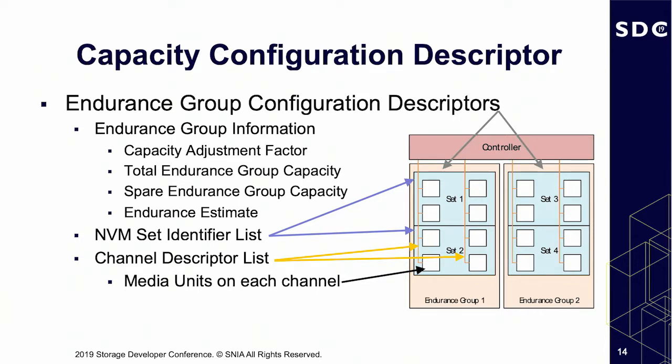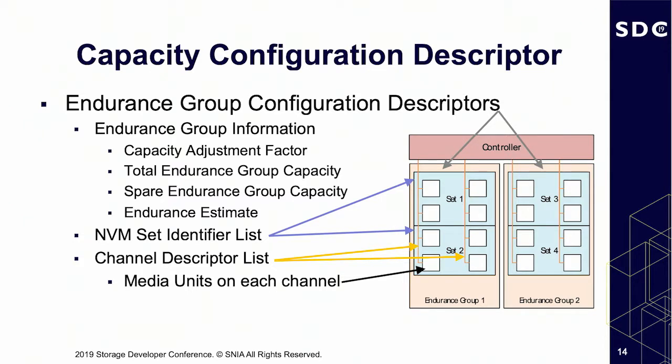There is total endurance group capacity, how much capacity is in this endurance group. There's spare capacity, and some of you by now are recognizing some of these terms from SMART data. And then there's an endurance estimate, how much of the lifetime usage, reads and writes, for example, have been consumed. Okay, that's general information for an endurance group. Now within that, you can have one or more NVM sets. Frankly, there don't appear to be many use cases for having more than a single NVM set in one endurance group, but that abstraction was already put into NVMe in NVMe 1.4.